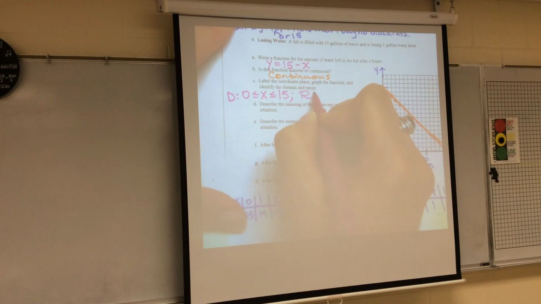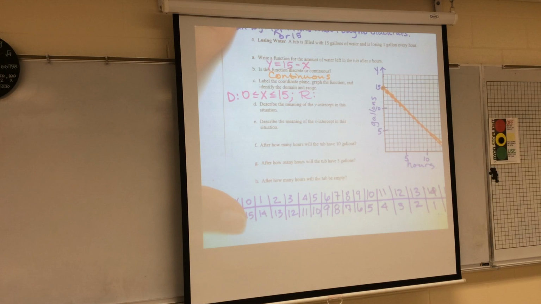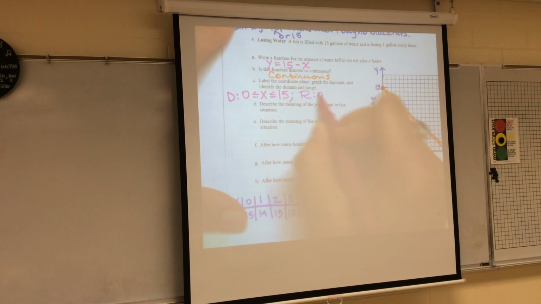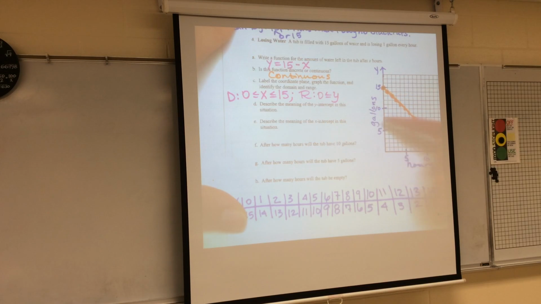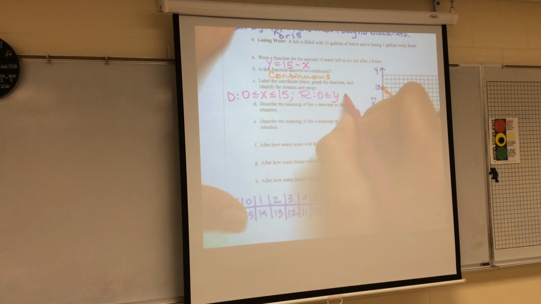And my range? What's my smallest y value? 0 is less than or equal to y. And my biggest y value is 15, so it's less than or equal to 15.